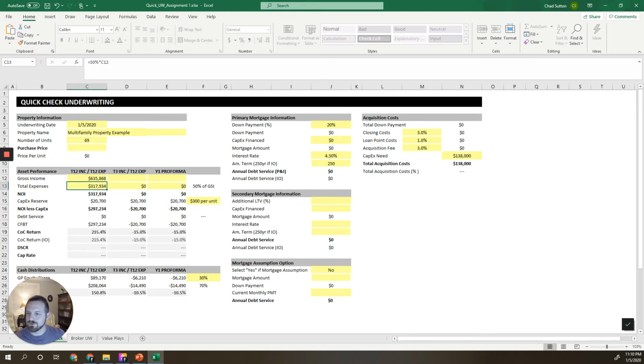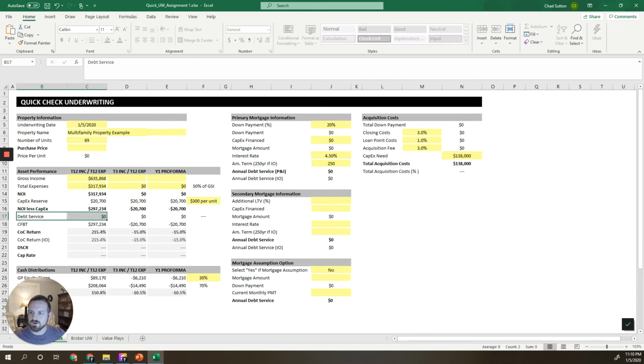Let's see. So if we take 50% for expenses, we have $317,900. So our net operating income is literally 50% of that. Remember, we're going to have our CapEx reserves that the lender is going to hold back for us, and probably escrow, to make sure we maintain the asset they're lending on. And so we calculate our net operating income less CapEx, which takes out that $20,000.